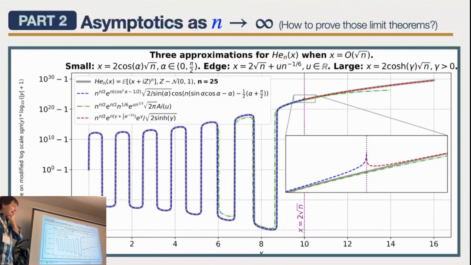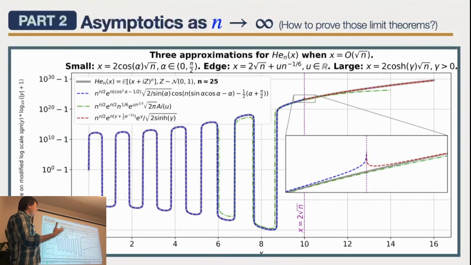And this is my favorite figure from the whole paper. Three approximations for the Hermite polynomials when x is order of square root of n. And there's three approximations here. In gray is the original Hermite polynomial. In blue is one approximation. Look at how beautiful this is. The blue is right on top of the gray. You see that? That means we got it right. Over here, the red is on top of the gray.